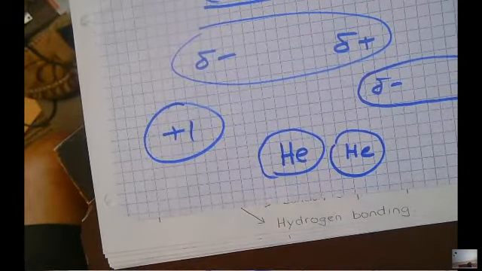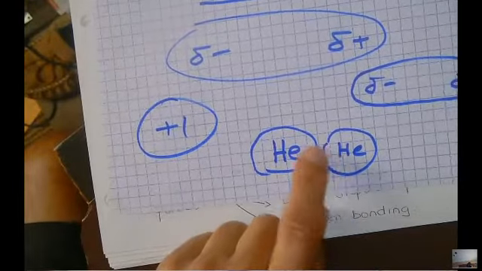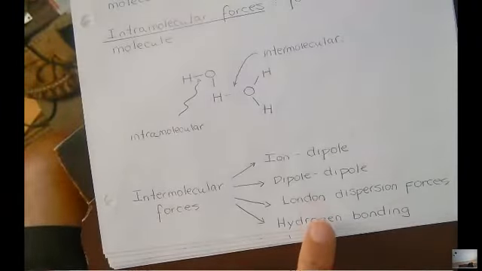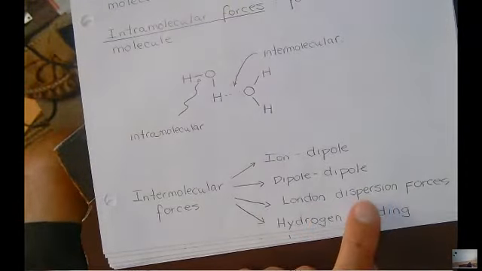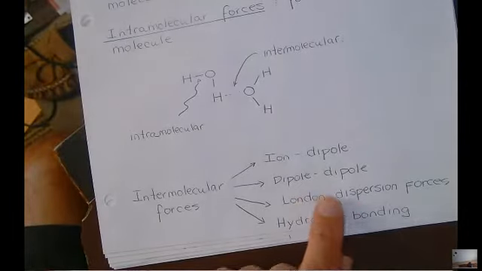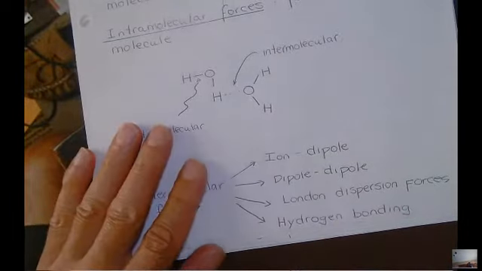But even with something like helium, there's got to be something that holds it together. So in the absence of everything else, when you have symmetric molecules that don't have poles, and you can still liquefy them, what holds those together? They're called London dispersion forces.